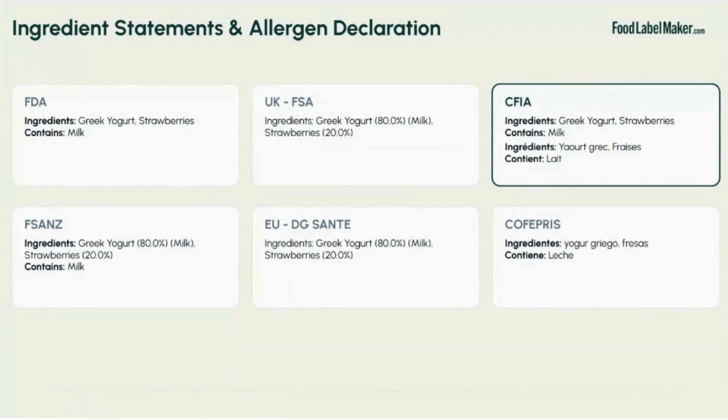And with these differences explained, I think the takeaway here is that you cannot simply translate an ingredient statement. You have to re-audit the entire formula to ensure every local priority allergen is correctly identified and the proper ingredient format is added, whether it's the QUID or the sugar grouping as well.